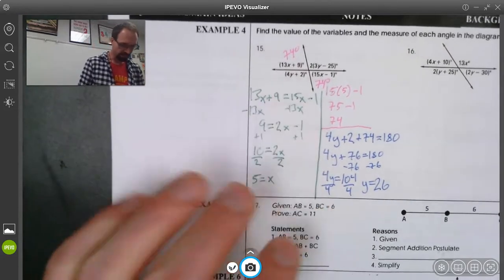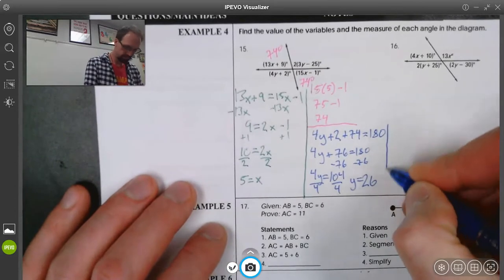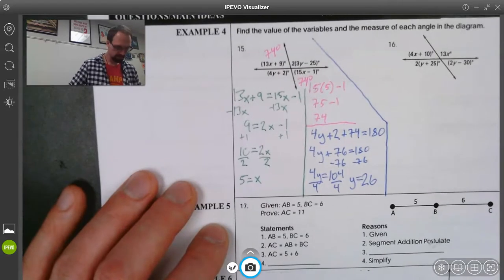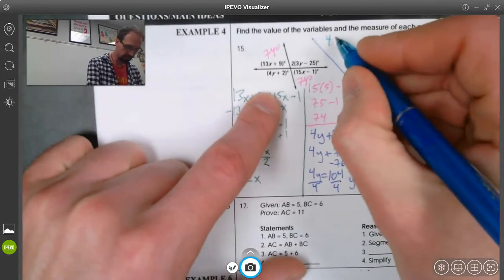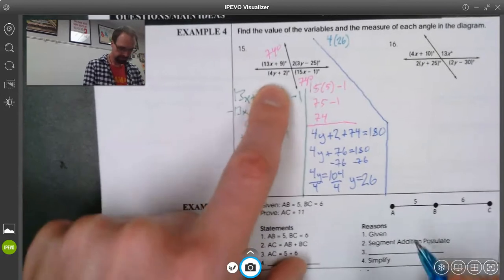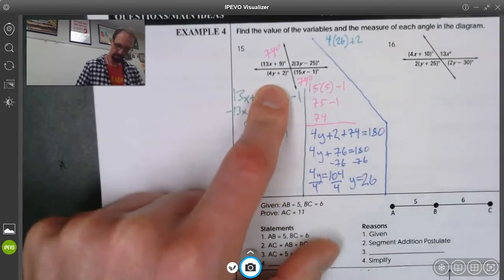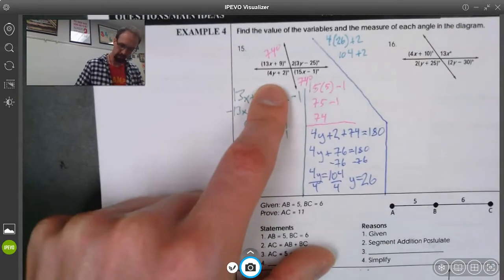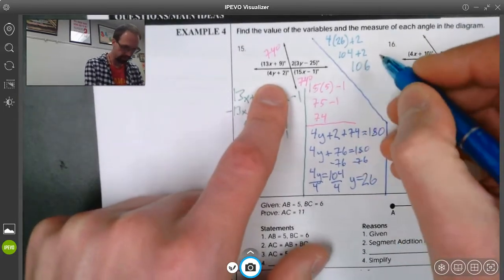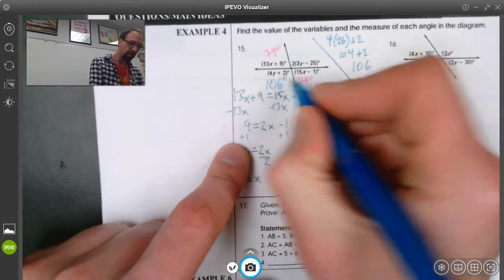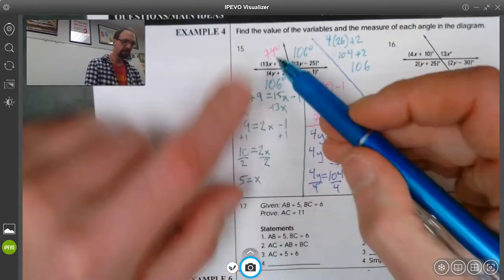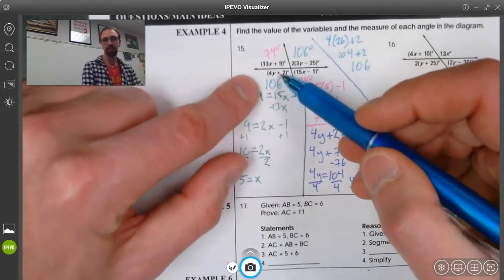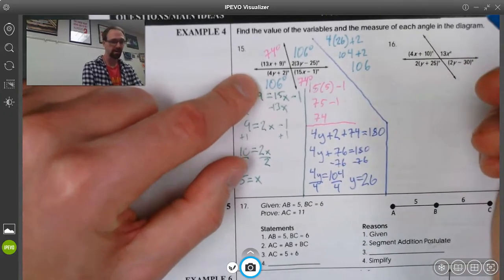Because y equals 26, now I can plug that back into this one here to find the value. So I can take 4 times 26 plus 2. 4 times 26 is 104. 104 plus 2 is 106, which I should know because these two should add up to be 180. So I could have just done 74 degrees plus this unknown is equal to 180 degrees.